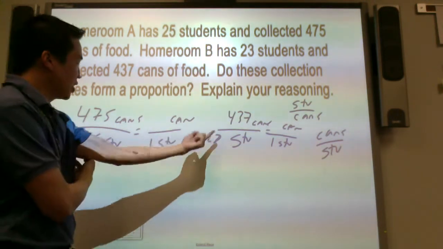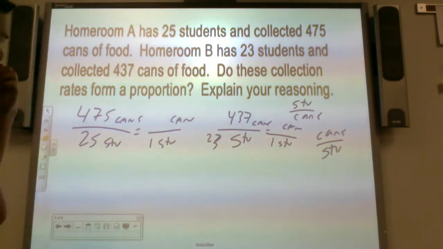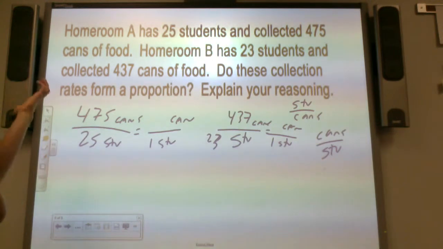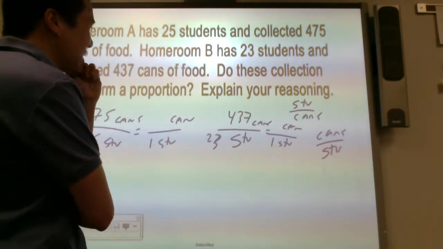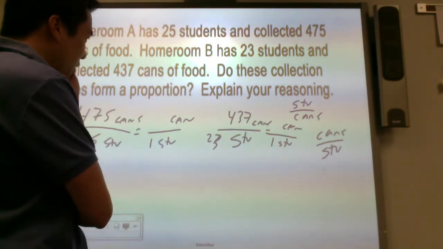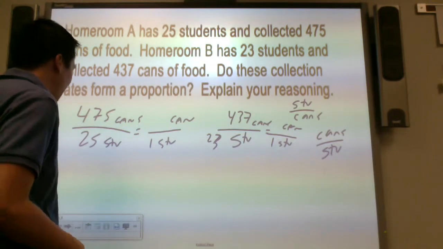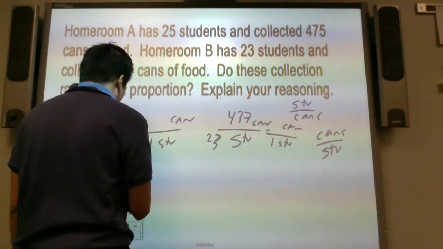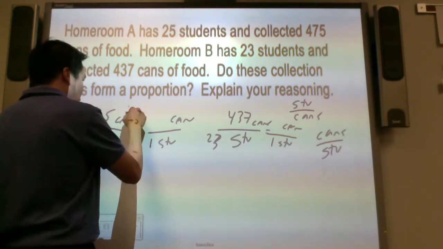You have 23 students who collected 437. You add 2 more students who collected a little more. I don't know. Part of me says yes, part of me says no. I'm going to have to find a unit rate to figure this out. So I really can't tell you yes or no. If I had to say, I think it's going to be yes, but I don't know until I find a unit rate. So how do you break 25 students to 1 student? Divide by 25.